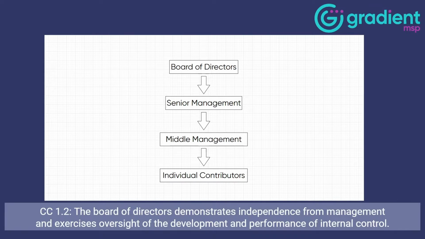And we're going to stay on the same diagram for 1.2. Board of Directors demonstrates independence from management and exercises oversight of the development and performance of internal control. That's a lot. What does that really mean? So this is obviously focusing on the board. And what it's saying is, does the board or its equivalent in your organization have the relevant expertise to be able to do things like ask the right questions of senior management?